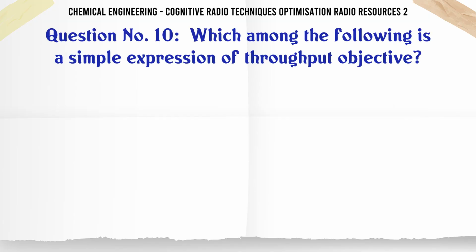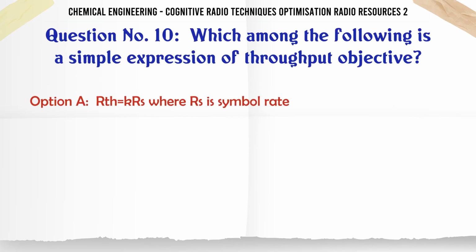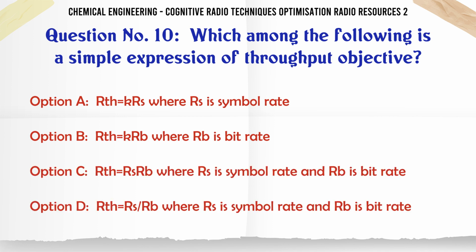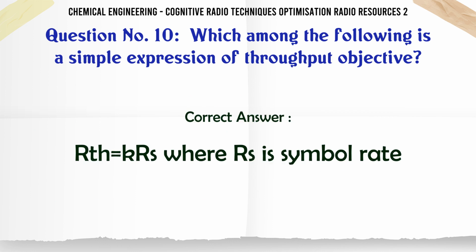Which among the following is a simple expression of throughput objective? A. R_T = Rs K, where Rs is symbol rate. B. R_T = R_B, where R_B is bit rate. C. R_T = Rs R_B, where Rs is symbol rate and R_B is bit rate. D. R_T = Rs R_B, where Rs is symbol rate and R_B is bit rate. The correct answer is R_T = Rs K, where Rs is symbol rate.